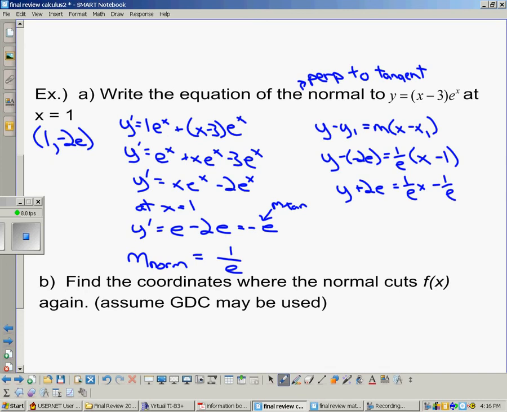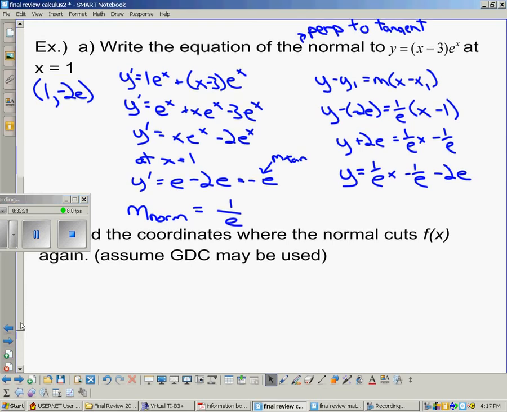Okay, it doesn't really specify what form we want to put this in. If we were going to use it later on with, say, our GDC, we'd probably want it in y equals form. So let's throw it in that form. Oh my gosh, and we are going to use our GDC in the next part. Find the coordinates where the normal cuts f at x again. Let's see.